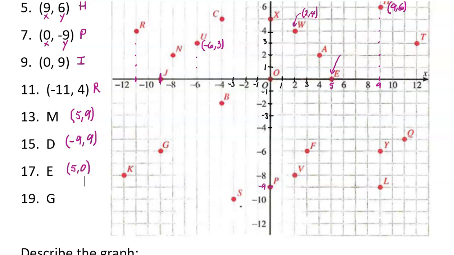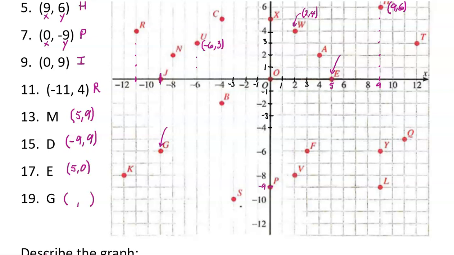Now point G. Look around until you find point G. Here it is, in the bottom left quadrant. What is the x-coordinate of point G? And what is the y-coordinate of point G?